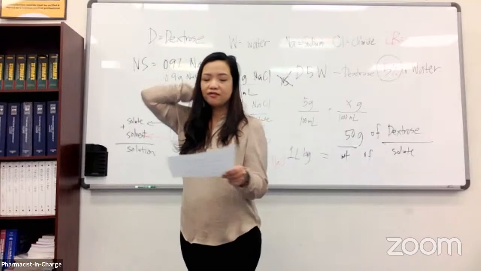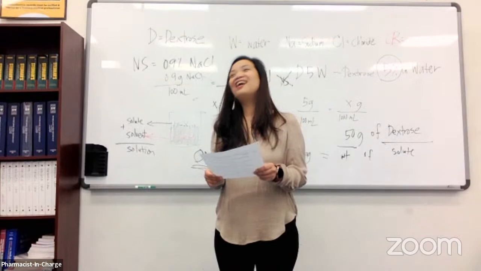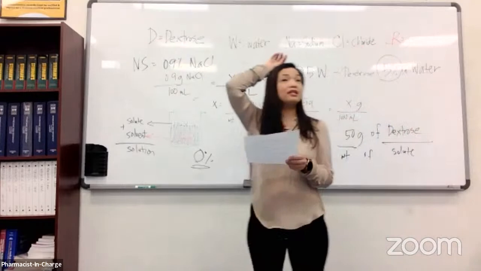Number five. How many grams of NaCl are in a 1,000 ml or 1 liter bag of half normal saline? It's going to be 4.5 grams of sodium chloride. Oh, very good. No one has left yet. Who got that one? Hands up. Good job.